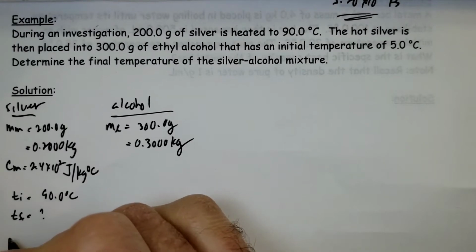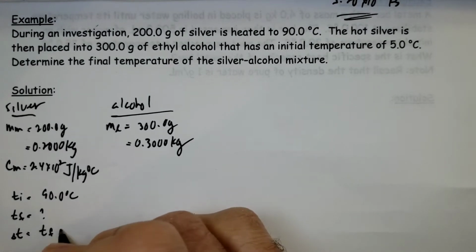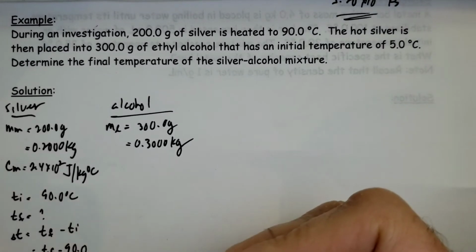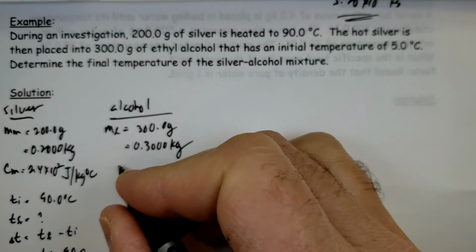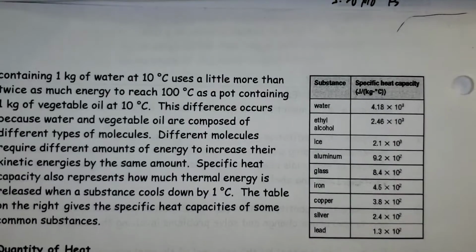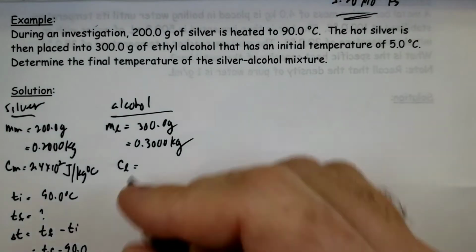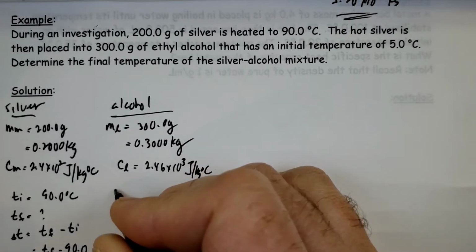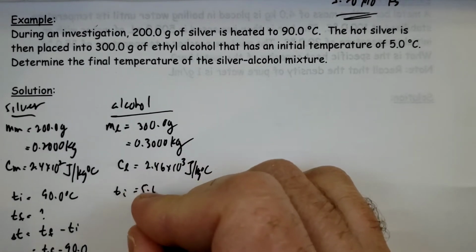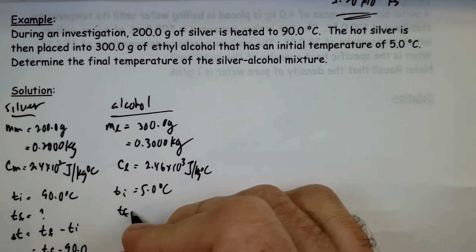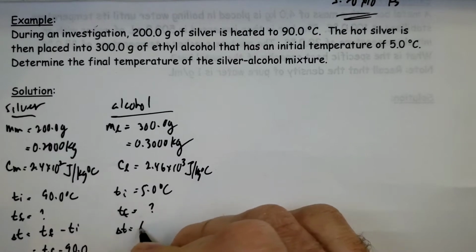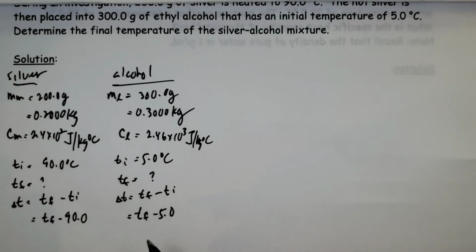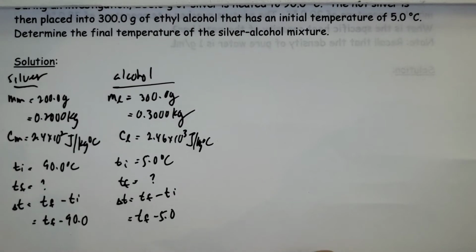All right, so over here, delta T will be equal to TF minus TI. So the best I'll be able to do here is just simply say TF minus 90. That's the only thing I can do there. The alcohol, specific heat capacity of the alcohol, 2.46 times 10 to the 3. And the initial temperature of alcohol was 5. And again, the common final temperature is what I am looking for in this question. So it's a little bit different, a little bit more equation manipulation, but it's definitely doable. So you can see here we're going to be solving for TF.